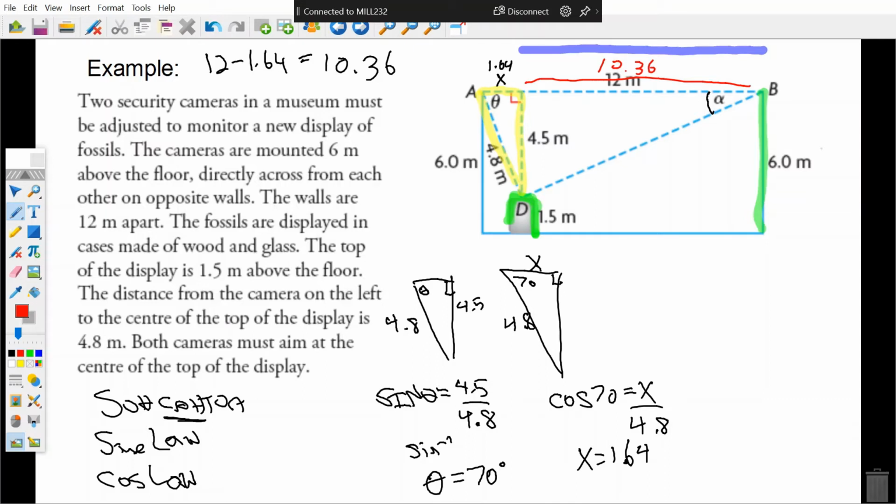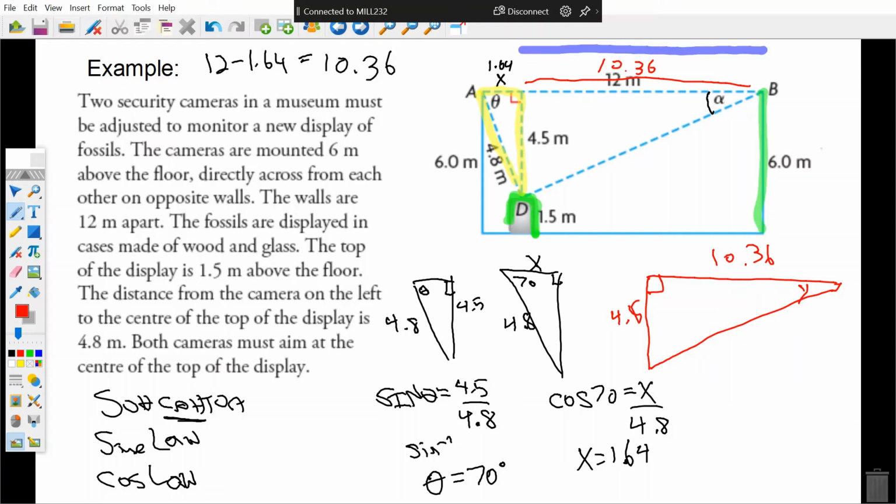So now I have a triangle. I'll draw it for you. That's 10.36. This is 4.5. And the hypotenuse we don't have, but we don't really need it. And we're trying to find this angle right here. I'll call it angle Y.